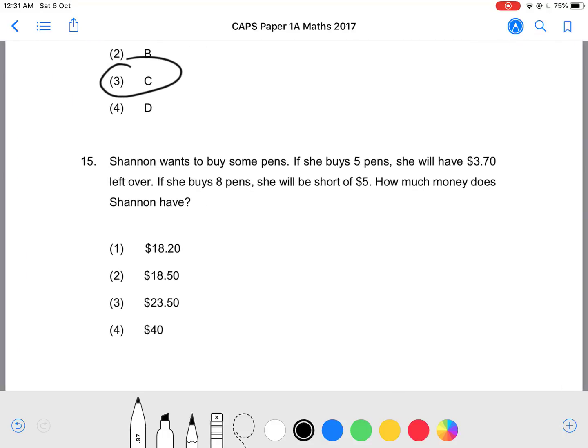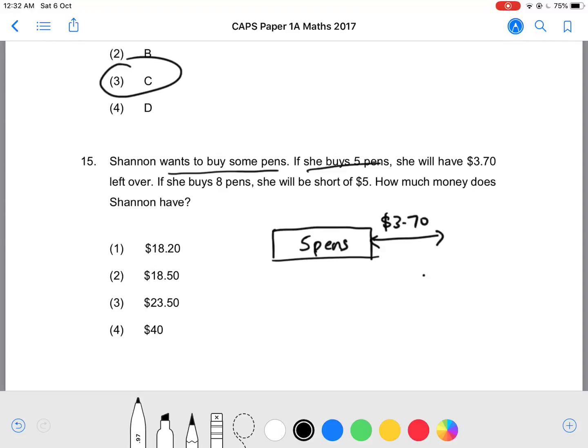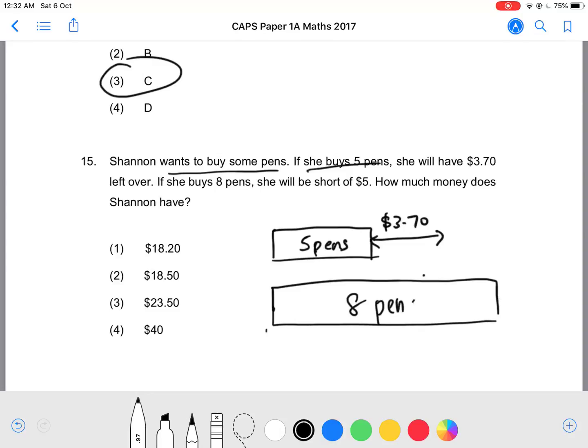Okay, question number 15. So you want to buy some pens. If you buy 5 pens, you will have how much left over? Alright, so if you buy 5 pens, you will have $3.70 left over. But if you buy 8 pens, you are actually short. You won't even have the remaining $3.70. You are actually also short of $5.